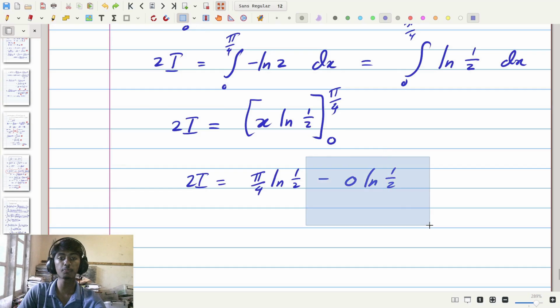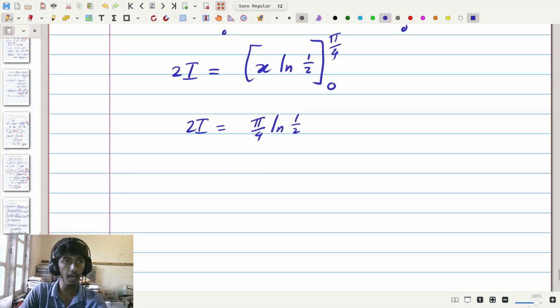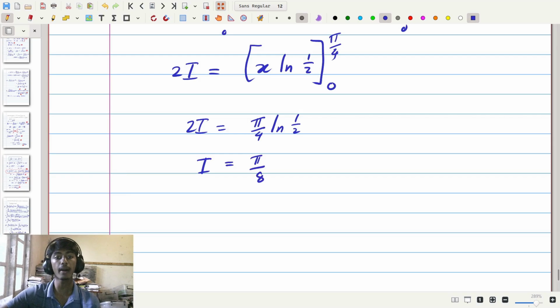So what we have left is pi by 4 times natural logarithm of half, which is equal to double the integral that we want. So therefore the integral that we want is equal to half of this, which is pi by 4 divided by 2, or pi by 8 times the natural logarithm of a half.